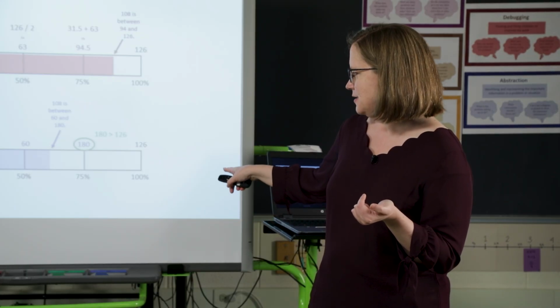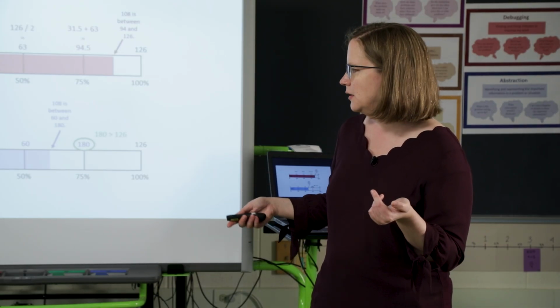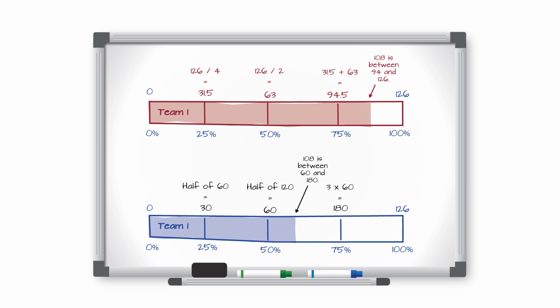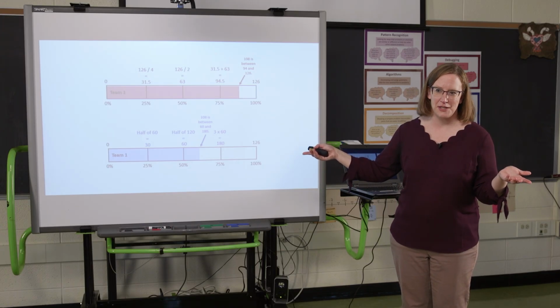And blue made estimates. Blue thought of 126 as a number close to 120 and used that. So he said, I know that half of 120 is 60, so that's my estimate for 50%. And then half of 50% would be the same as 25%, so half of 60 is 30. And then they thought of 75% as 3 times 25%. And so 3 times 60 is 180. But then once he had made those notes, he realized I didn't do 3 times my number for 25%. I actually accidentally did 3 times my number for 50%.